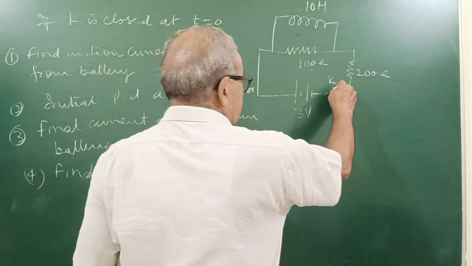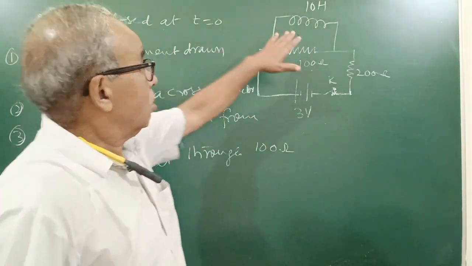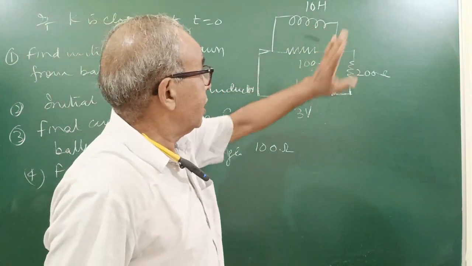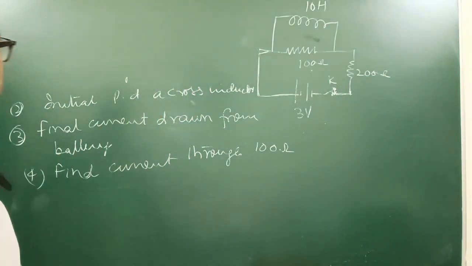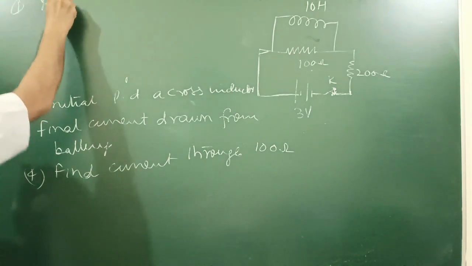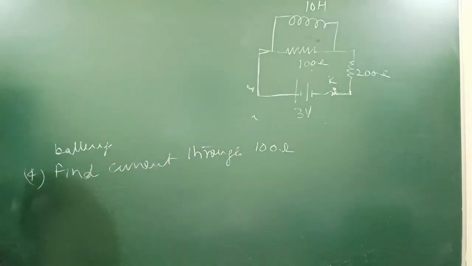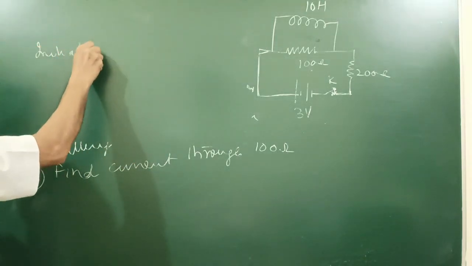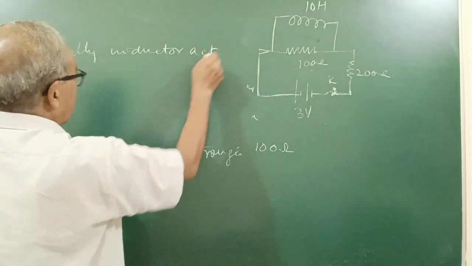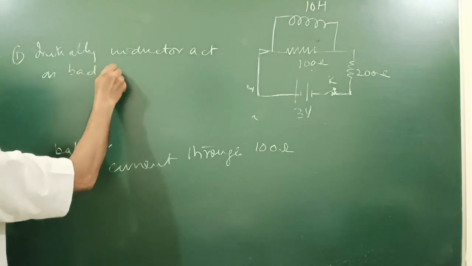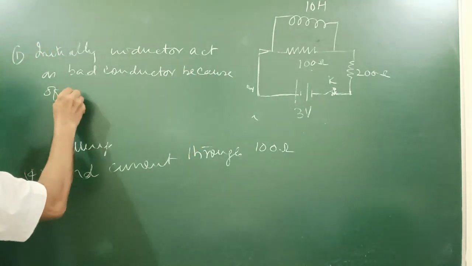So you know, when we just close this key, current flows and will try to pass through the inductor. A pure inductor means it has no resistance. Due to self-induction, a back EMF is induced in the inductor that opposes the flow of current. So initially the inductor will act as a bad conductor because of self-induction.